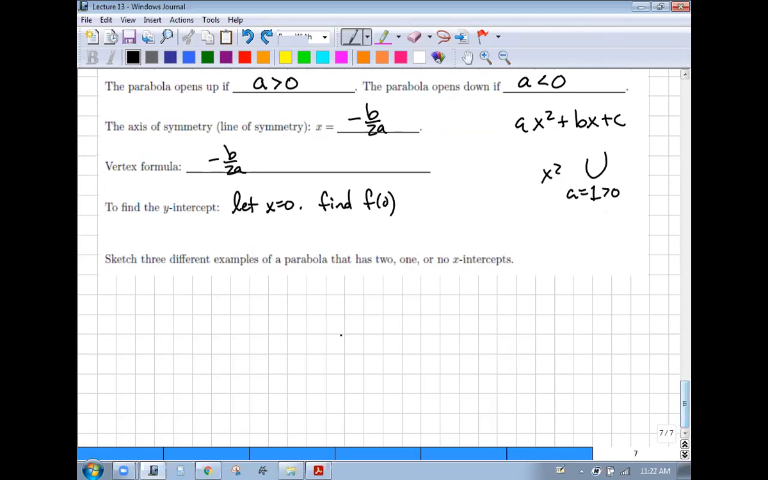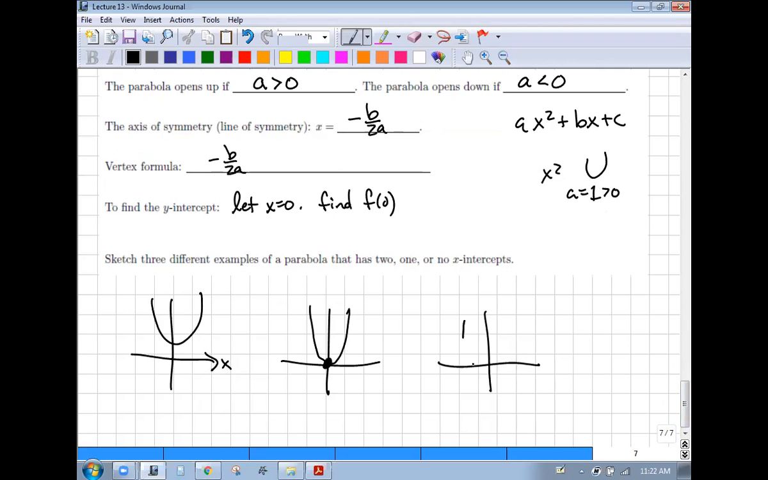So examples of parabolas have 2, 1, or no x-intercepts. You could have something like this. It's above the x-axis, so it doesn't have any x-intercepts. You could have something like this where it just touches, and then you only have one x-intercept. Or you could have something like this, where it goes below the x-axis, and then you have two x-intercepts. Okay, so those are the three possibilities. It just depends on how far it's been moved up or down.